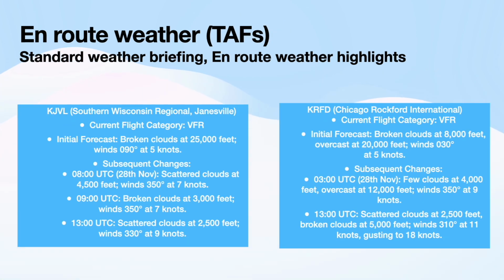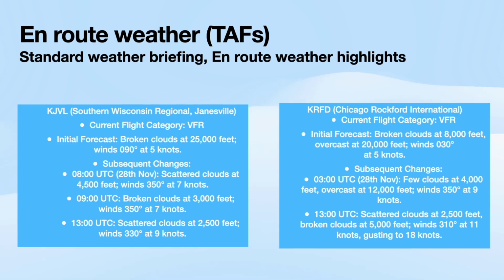Next, let's look at the en route weather highlights from the tabs at Kilo Julia Victor Lima Airport, a southern Wisconsin regional, and Kilo Romeo Foxtrot Delta Chicago Rockford International Airport. For Kilo Julia Victor Lima Airport, the initial forecast indicated VFR condition with broken clouds at 25,000 feet and winds from 090 at 5 knots. For Kilo Romeo Foxtrot Delta Airport, the TAF initially showed VFR condition as well, with broken clouds at 8,000 feet, overcast at 20,000 feet, and winds from 030 at 5 knots.